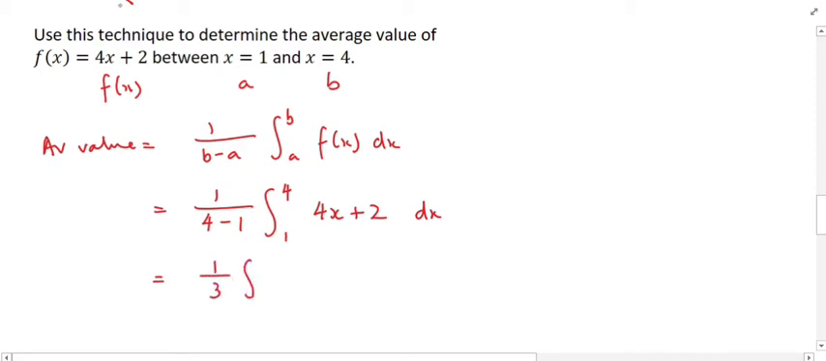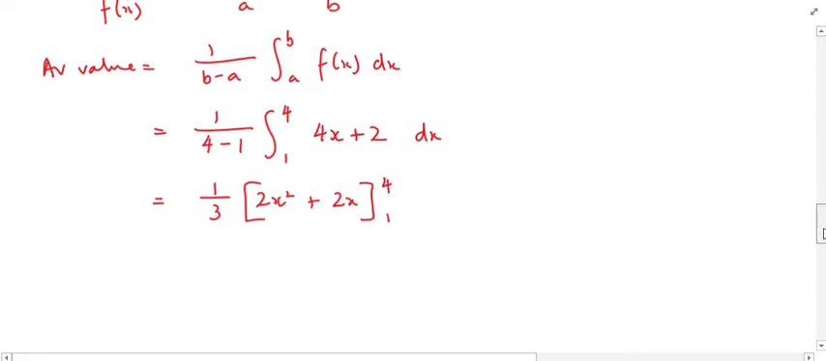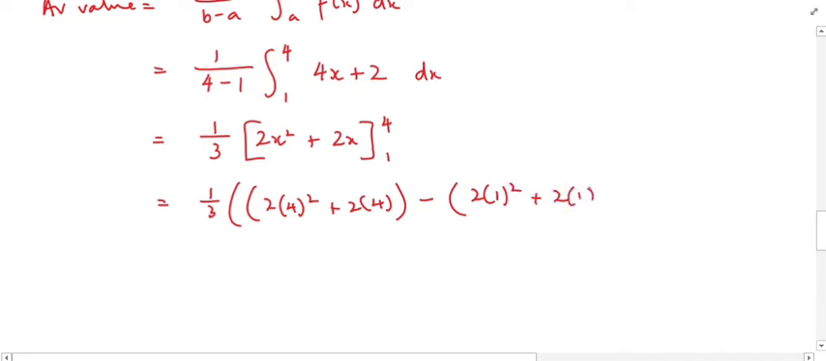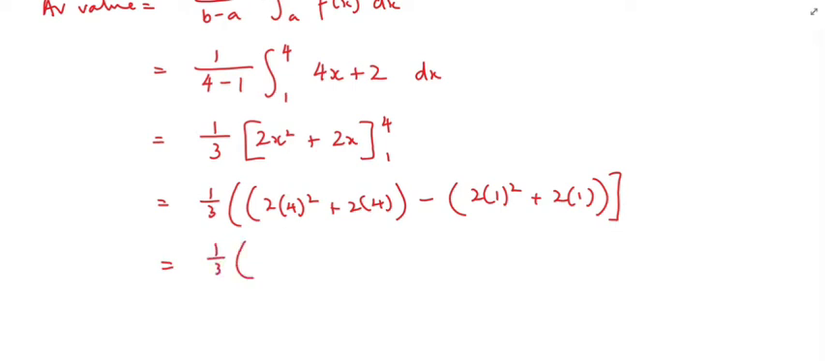1/3, we'll do the integration now. The integral of 4x will be 2x squared plus 2x between 4 and 1. Let's go a little bit further down. Now I'll evaluate the definite integral by substituting in, firstly, 4 minus, and now I'm going to substitute 1 in. I think I've got enough brackets here. No, I need one more. Okay, let's do some evaluating.